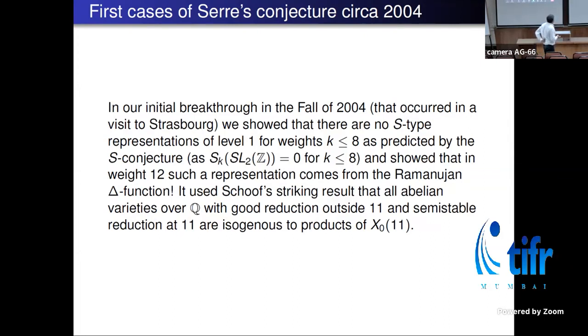And again, our proof used a striking result, which is a generalization of Fontaine-Abrashkin, or a development of that: all abelian varieties over Q with good reduction outside 11 and semi-stable reduction at 11 are isogenous to products of X0(11). So there are two elliptic curves of conductor 11 over Q up to isomorphism. One is X0(11) and one is X1(11), right? But anyway, up to isogeny, there's one.